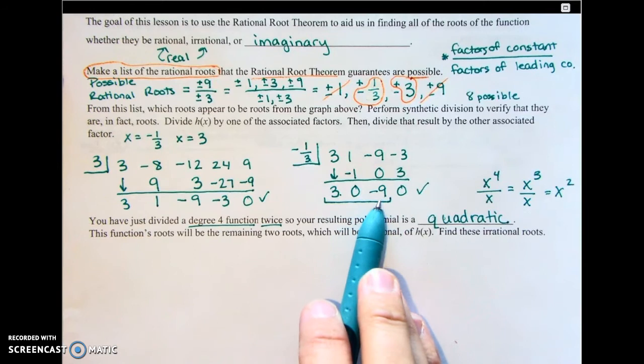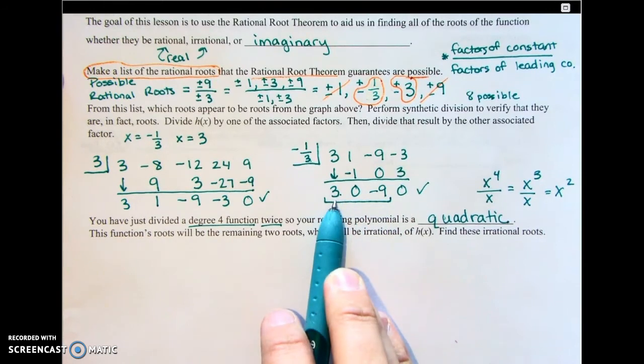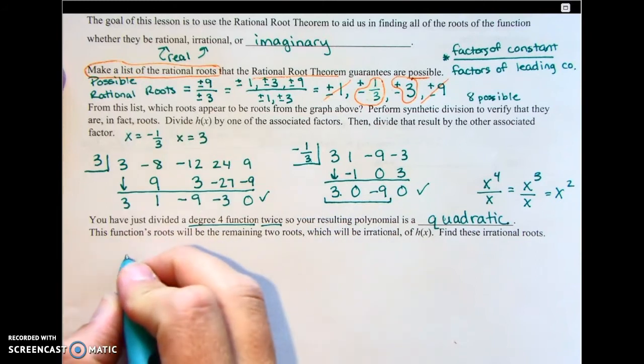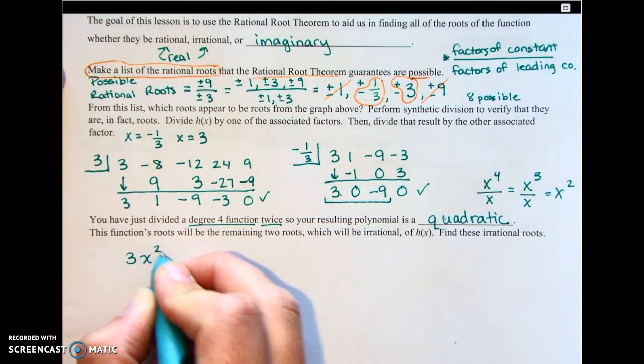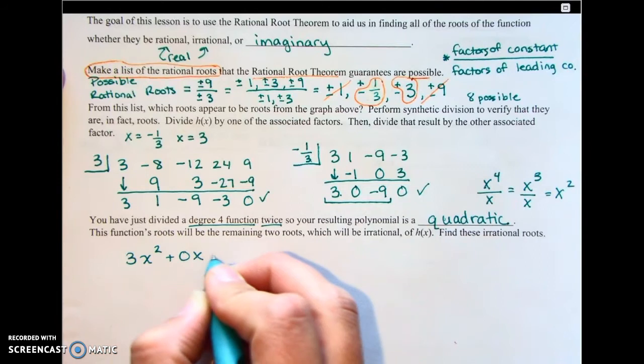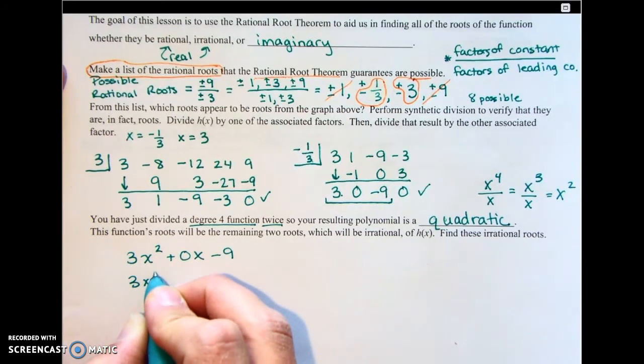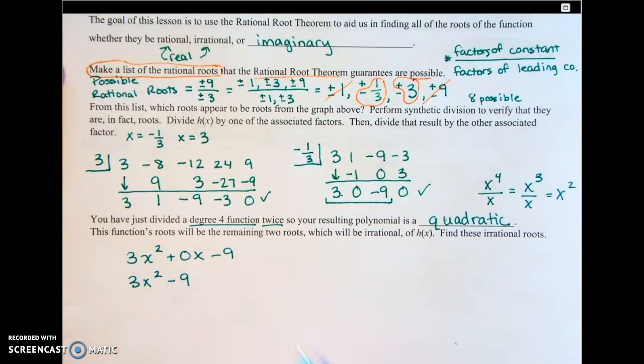Well, we already know that that's a constant, that's x, and that's our quadratic. If I told you to write that polynomial, watch. 3x squared plus 0x minus 9. That's how you would write it. Do we need the 0x? No. Okay, what do we do with this?